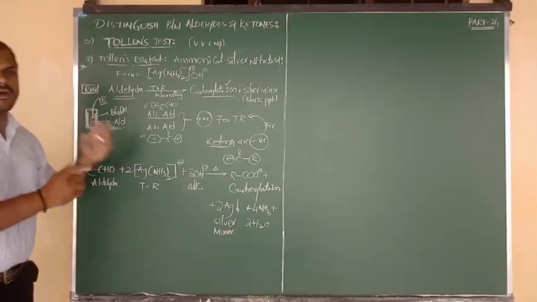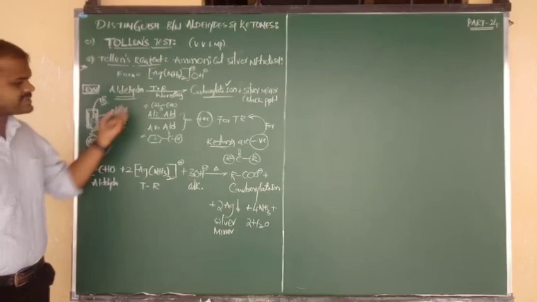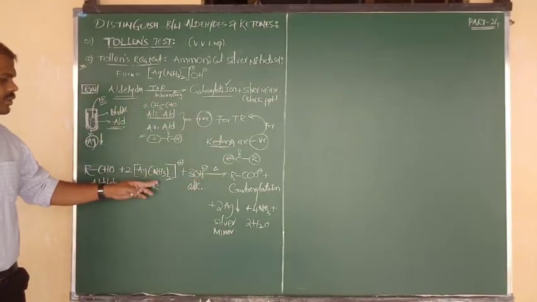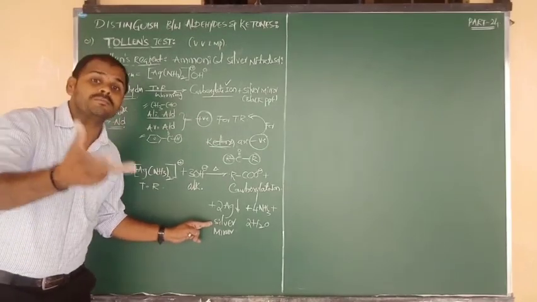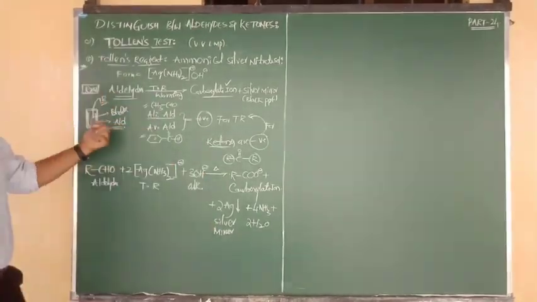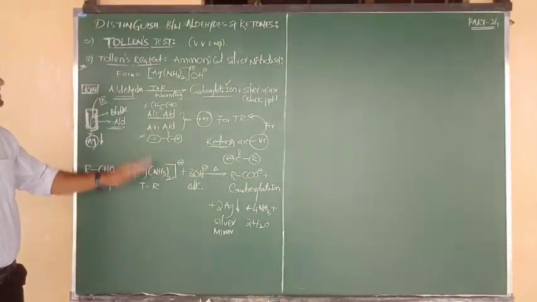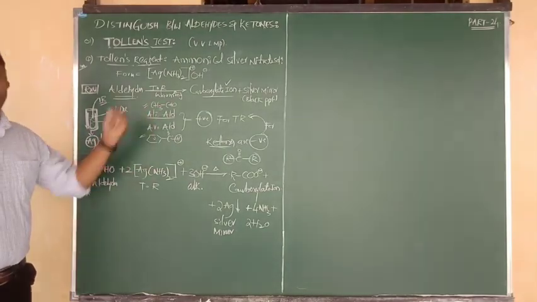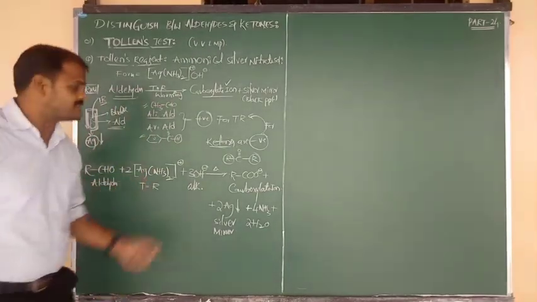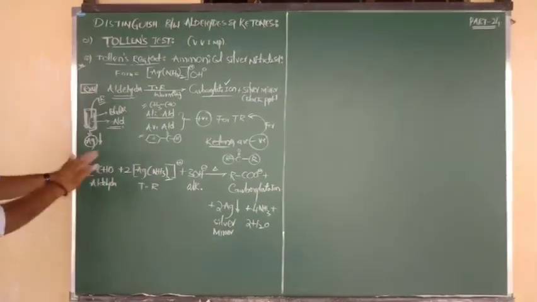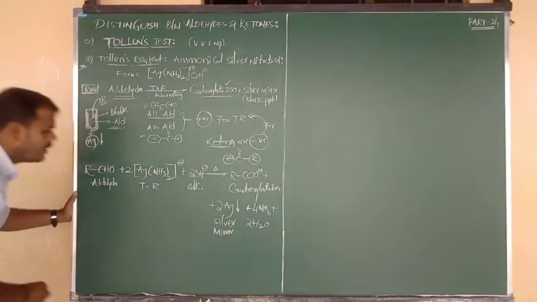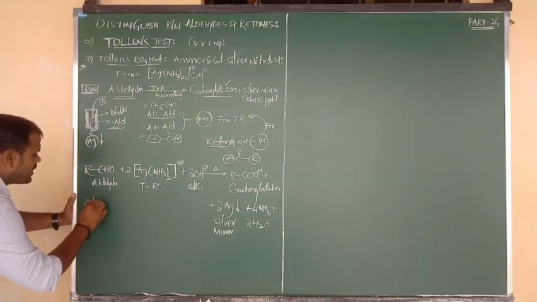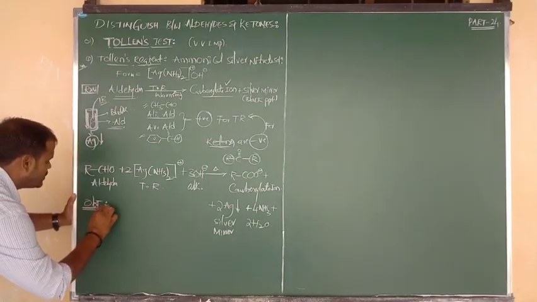So what is going on in the Tollens test now? Aldehydes oxidize into carboxylic acids and Tollens reagent gets reduced into silver. That bright silver mirror gets coated on the walls of the tube. So this test is positive only for aldehydes, aliphatic and aromatic, but it does not respond to ketones. I hope you understand this story clearly. Okay? Good. This is for the objective point of view, so try to remember the information.